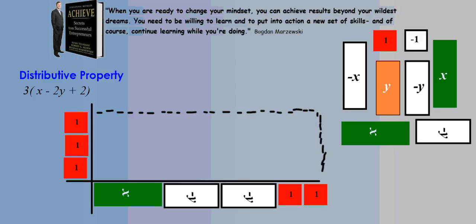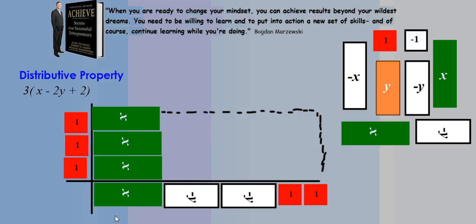So for each tile below, there are 3 more that you can repeat. So you can copy 3 for each unit. You multiply 1 times x, 1 times x, 1 times x, and that gives you 3x. Then you do the same thing with y tiles. So for each negative 1, you multiply it by positive 1, so you get a negative 1 tile.